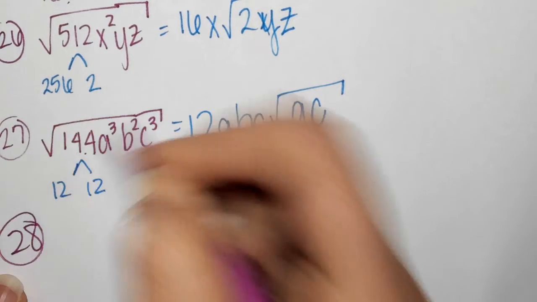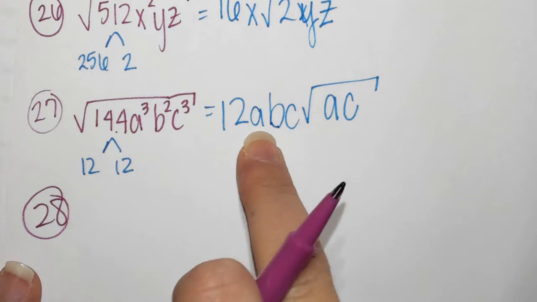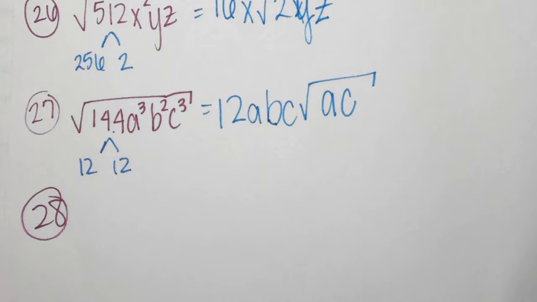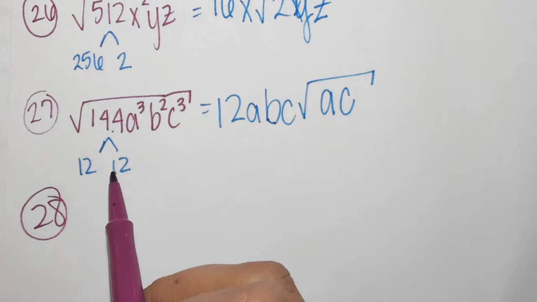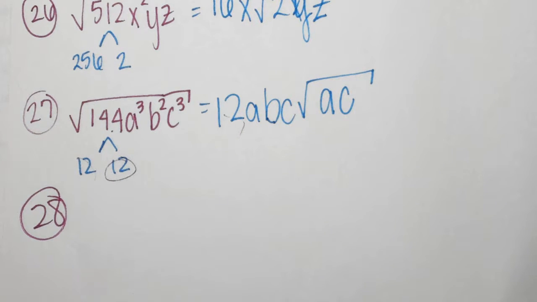Alright, 28. Does anybody have any questions on 27? Are we sure? I put one 12 on the outside and one on the inside. Don't do that. So if there's 2 of the same number, he goes to the outside. We took the square root of him.